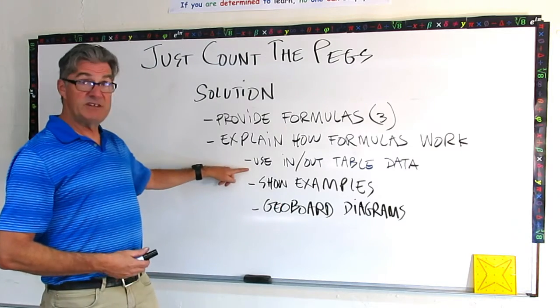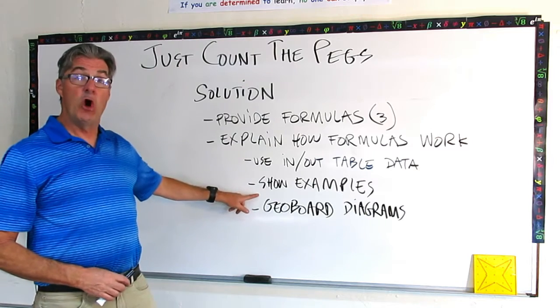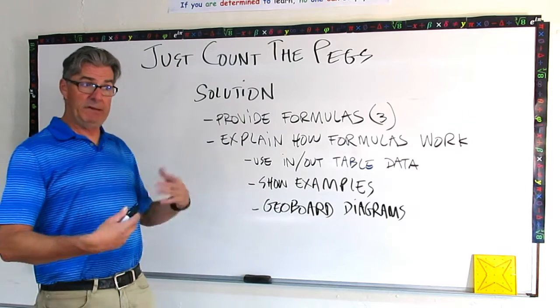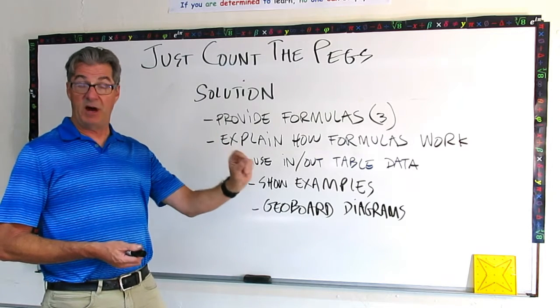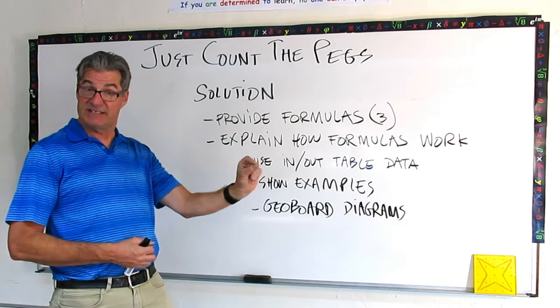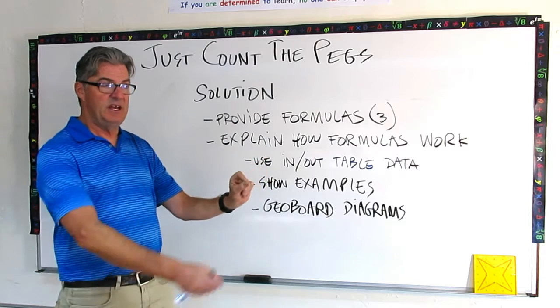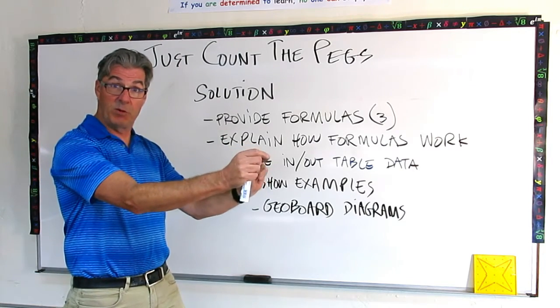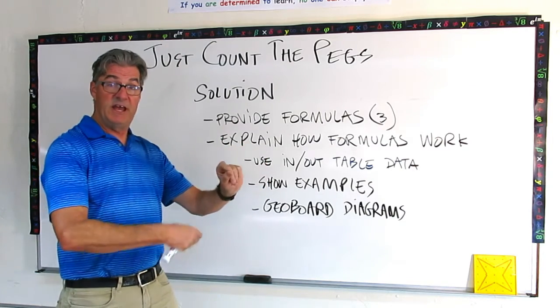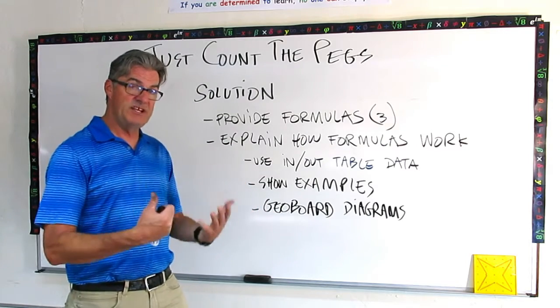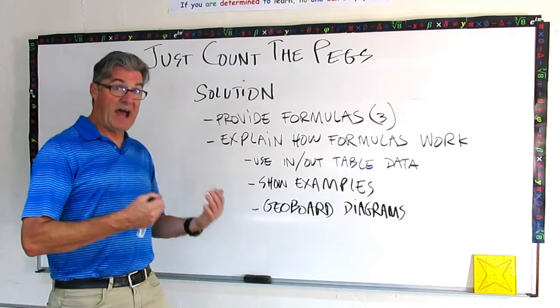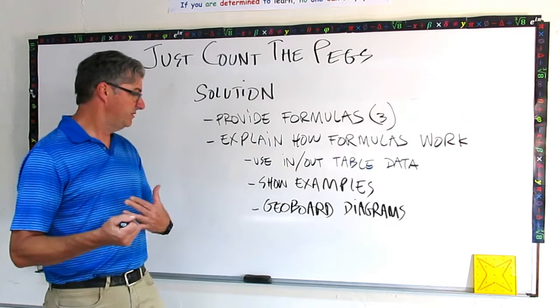So use your in-out table data, show examples. Say, for example, using the geoboard, I found out that this certain polygon has this many pegs inside, this many pegs outside, and here's its area calculated on the geoboard. Now let me use my formula and show that that gives me the same area. That's a really nice way to use an example to show how your formula works, okay?